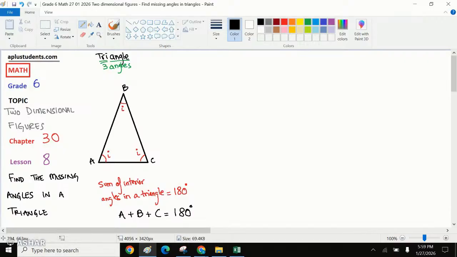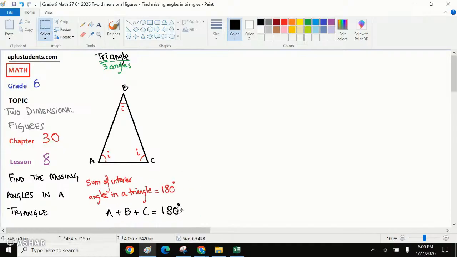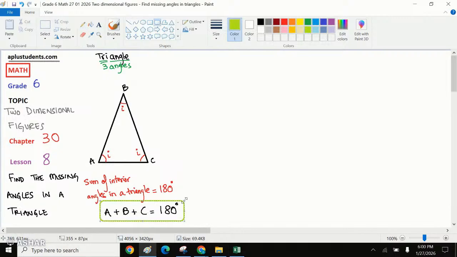What we are doing is we are trying to find missing angles in a triangle. Triangle is a shape which has three sides, right? And the sum of the interior angles, the angles inside the shape, would always be equal to 180. The angle can never exceed 180. Okay, so if we can remember this statement, A plus B plus C would always be equal to 180.